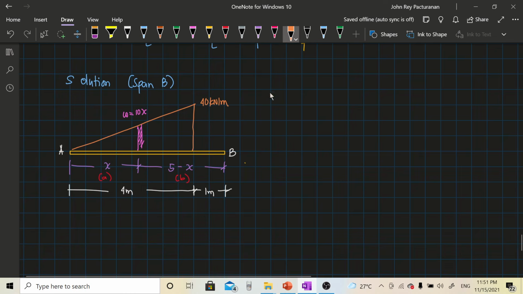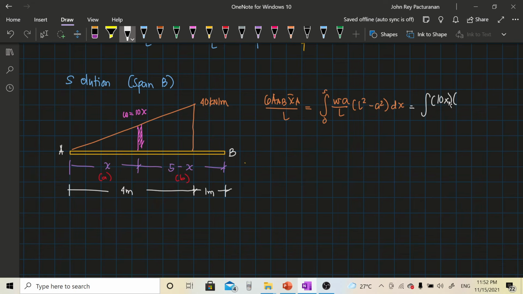Okay? So, let's start solving yung 6 area AB, centroid ng A over L is equal to the integral of WA over L, then L squared minus A squared dx from 0 to S. So, pag sinubstitute natin yan, the integral of 10x tapos x divided by 5, the quantity 5 squared minus x squared dx. Ang limit ko lang is hanggang 4.